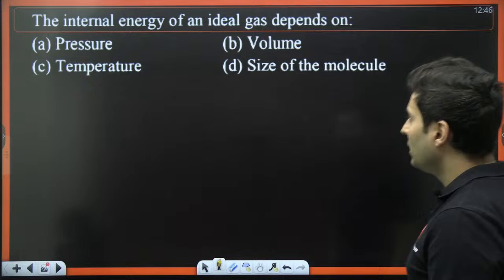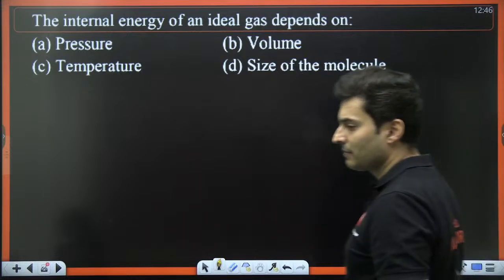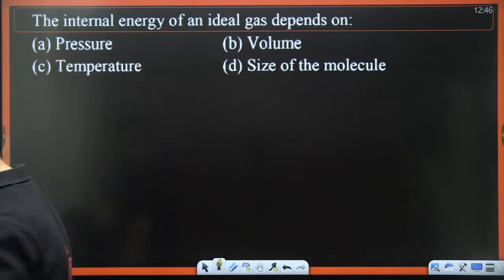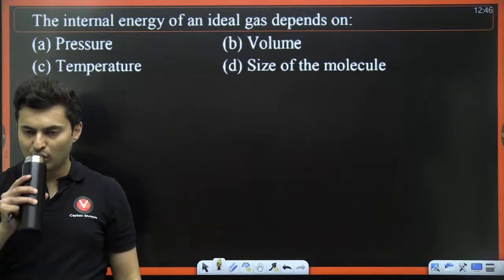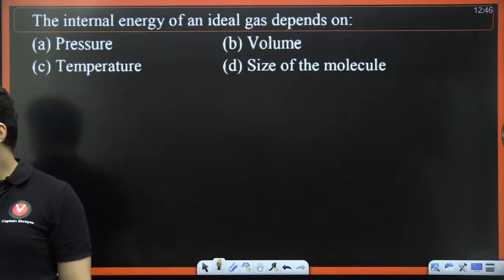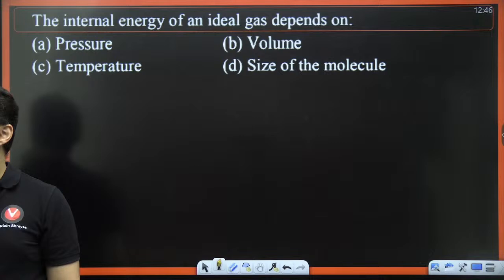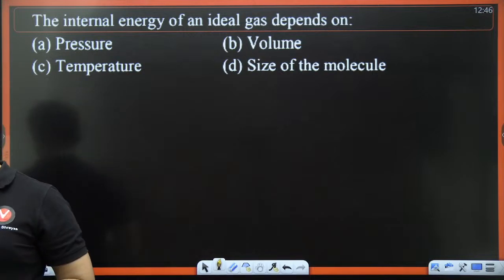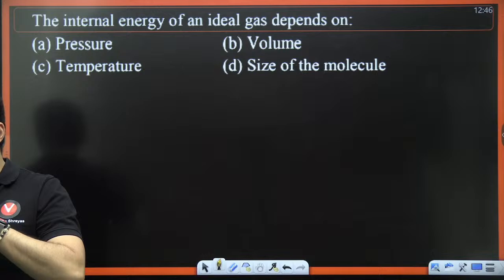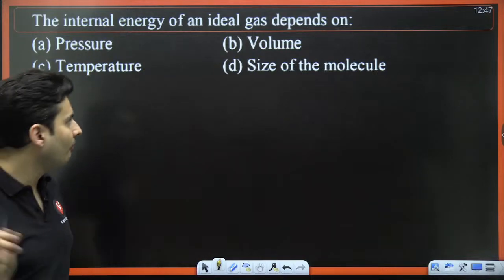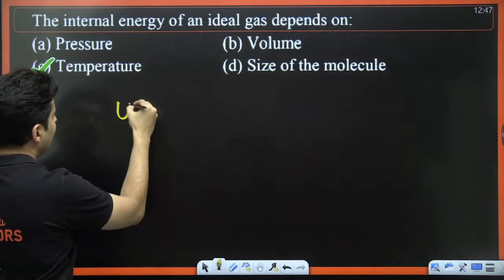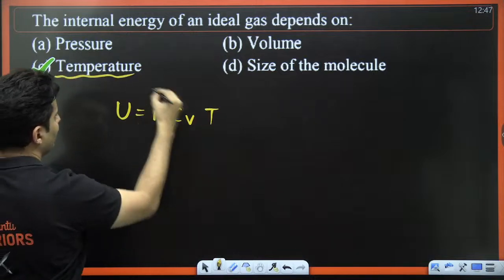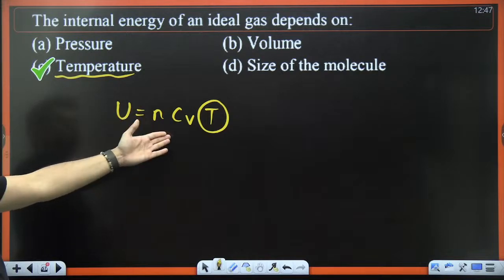Right. So let's start with some questions. Internal energy of an ideal gas depends on pressure, volume, temperature, size? Come on. Start answering the questions in the chat box right away. Yes, of course, only the temperature, nothing else. Internal energy is N CVT. You can see temperature is over here. That's all. Number of moles, CV and T, nothing else.